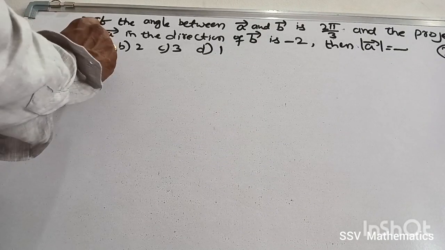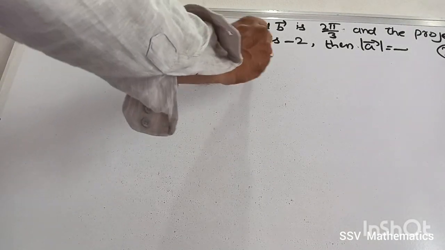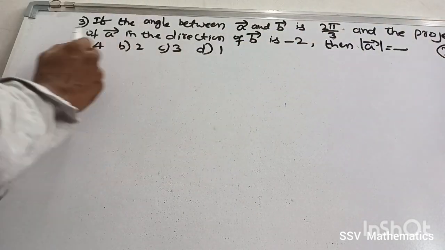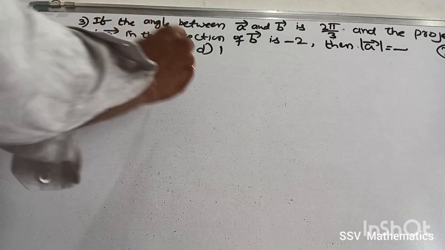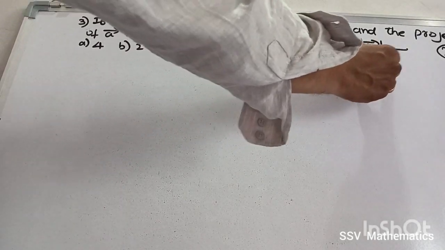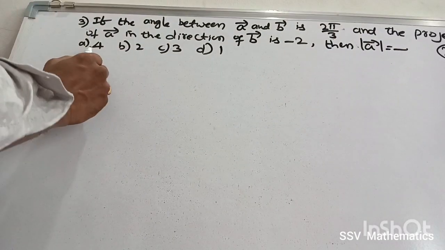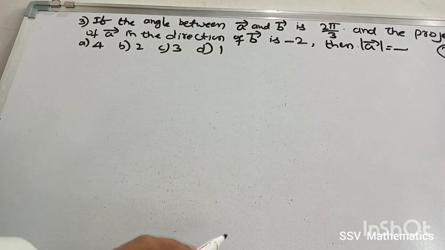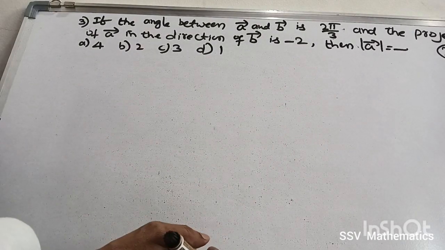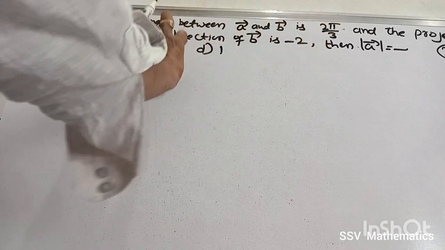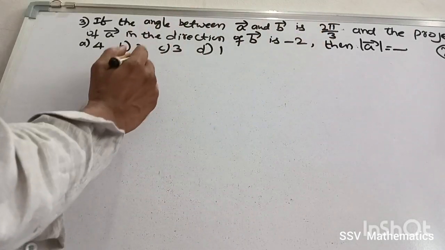Next problem: if the angle between vector A and vector B is 2 pi by 3 and the projection of vector A in the direction of vector B is minus 2, then magnitude of A is equal to, options are 4, 2, 3, 1, asked in 2019 KCET. Here the projection of vector A in the direction of vector B is given.